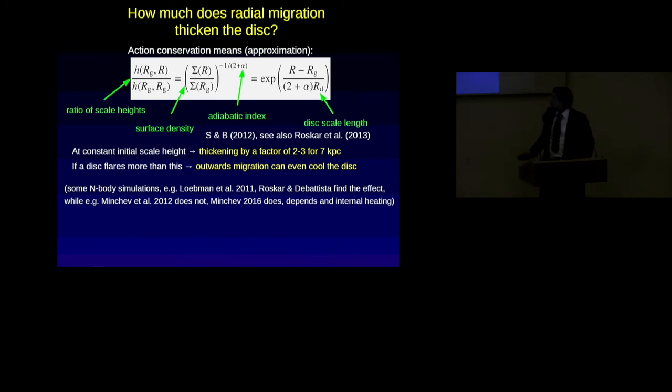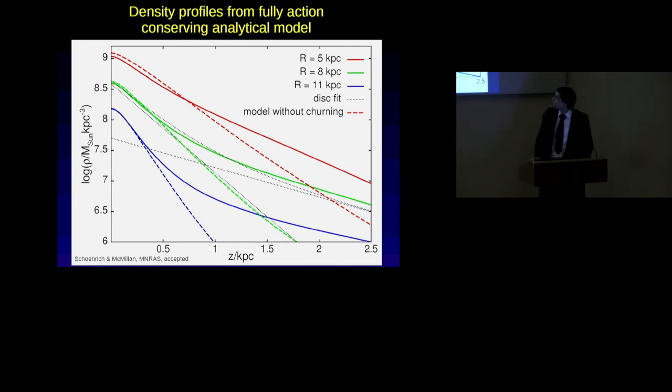And can this actually produce a thick disk? Well, this is just a calculation of bringing stars to the outer disk. The dashed line is without the churning or without migration. And this model just produces simple exponential disks. And when I switch on migration, I get this thick disk component in the outer regions.